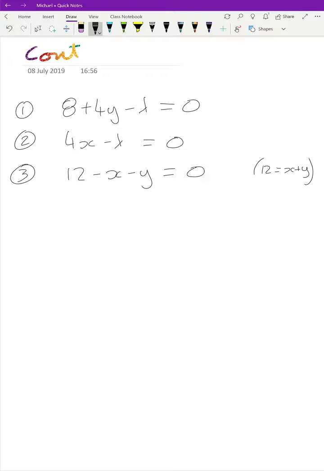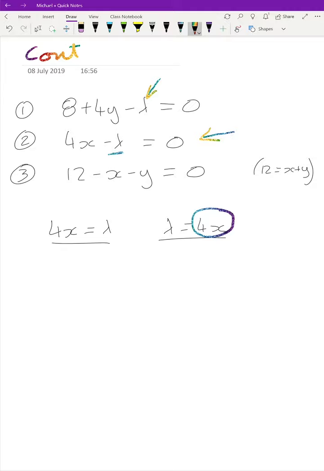So then we need to use these equations to come up with something clever. I picked equation 2 first of all, and I rearranged it by moving the lambda to the other side, and that gave me 4x equals lambda, which I wrote as lambda equals 4x because they're the same thing. Then I now have an equation that tells me what lambda is. So then I go to a different part of the question and I put 4x in instead of lambda.